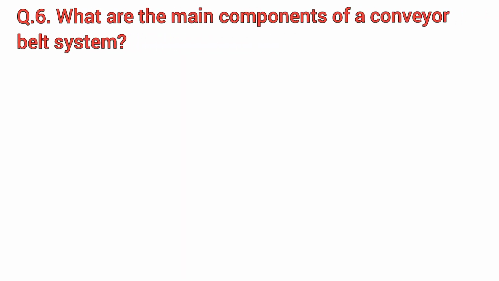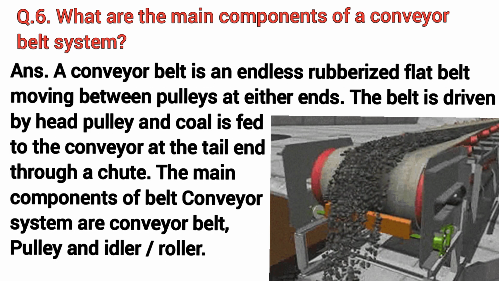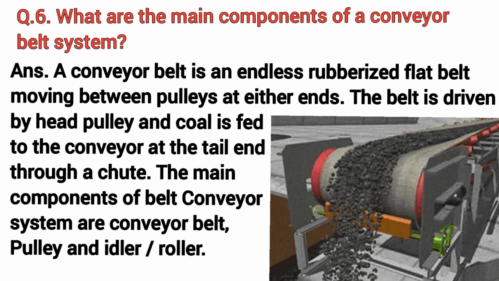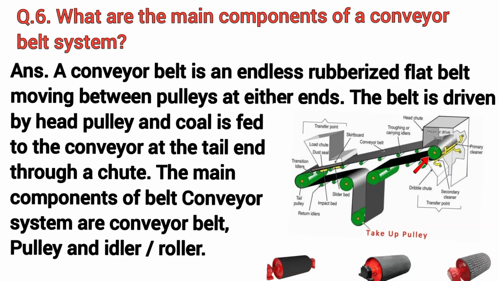What are the main components of a conveyor belt system? A conveyor belt is an endless rubberized flat belt moving between pulleys at either end. The belt is driven by head pulley and coal is fed to the conveyor at the tail end through a chute. The main components of belt conveyor system are conveyor belt, pulley and idler roller.